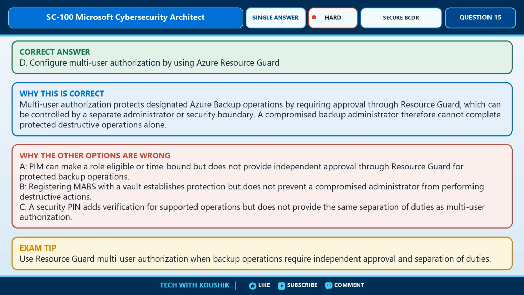A. PIM can make a role eligible or time-bound, but does not provide independent approval through Resource Guard for protected backup operations. B. Registering MABS with a vault establishes protection, but does not prevent a compromised administrator from performing destructive actions. C. A security PIN adds verification for supported operations, but does not provide the same separation of duties as multi-user authorization. Exam tip. Use Resource Guard multi-user authorization when backup operations require independent approval and separation of duties.